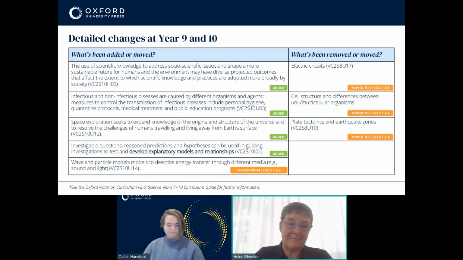Okay, 9 and 10. Again, I'm going to go through this in a little bit more detail. I'm going to look at the removed and or moved first. Electric circuits, as I said, most of that's gone to Year 7 and 8. Cell structure and differences between unicellular and multicellular organisms, that's been moved to Year 7 and 8. A lot of schools were already doing that anyway, and tectonic plates have gone to Year 7 and 8. Now, again, that's socio-scientific issues and sustainable future for humans and environment.